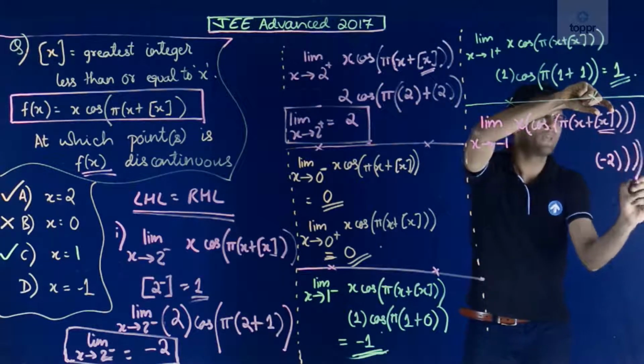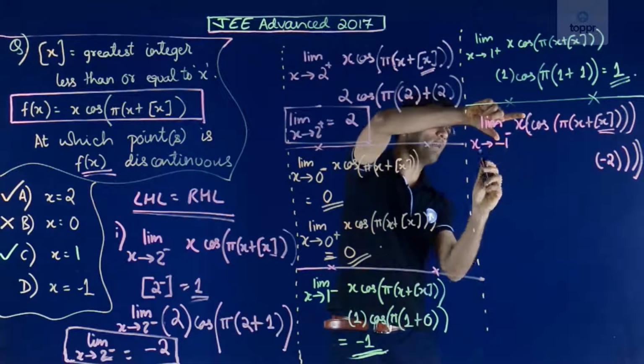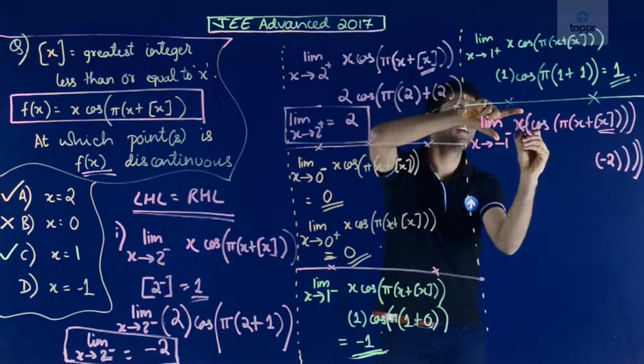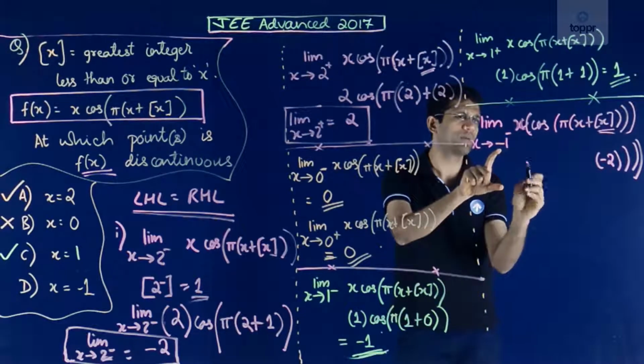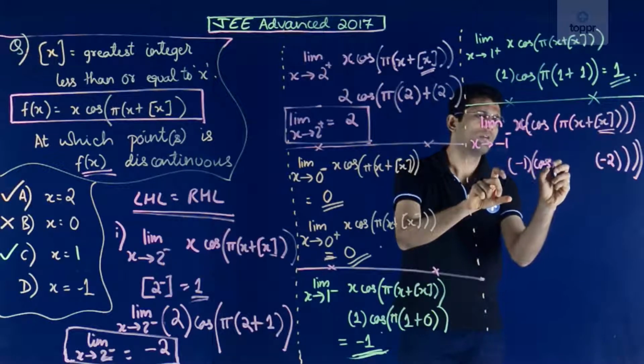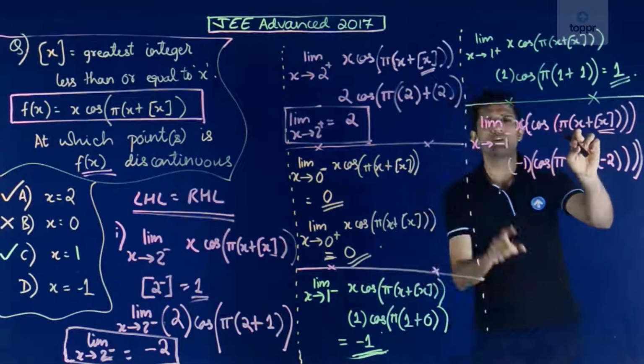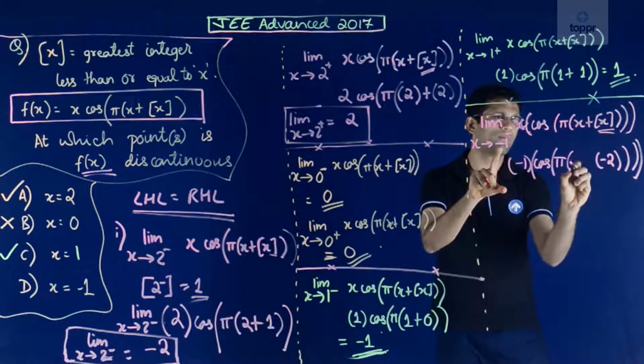Note that the remaining terms will be retained. So here x will be minus 1 because here x is not under the GIF sign. So this x will be retained by minus 1. Next the cosine will be preserved. Then we have a pi which will be preserved. After the pi we have an x which will be replaced by minus 1 again.